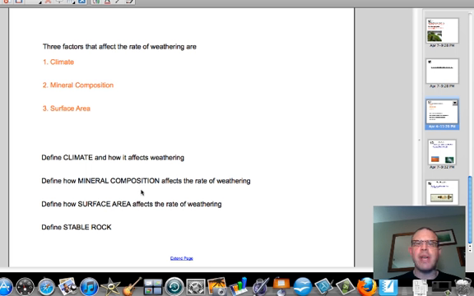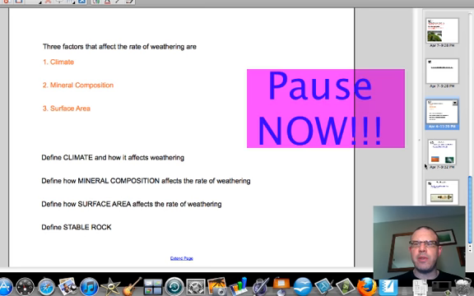How will the mineral composition affect the rate at which rocks are going to weather? Define how the surface area, how much space the rocks take up, is going to affect weathering. And we haven't talked about it, but I want you to see if you can come up with what you think a definition for the word stable rock would be. So at this point, pause the video, do those definitions. After you do that, come back to unpause and we'll go through the rest of the video.